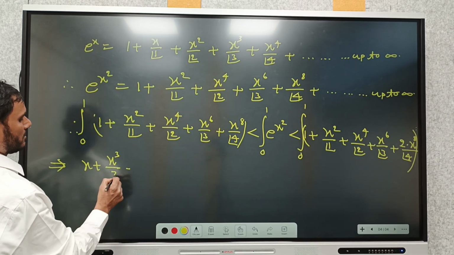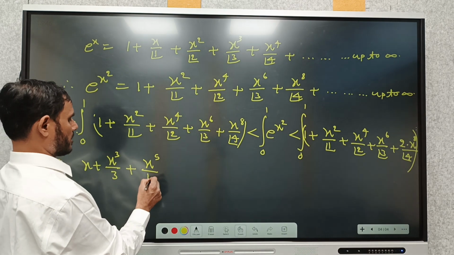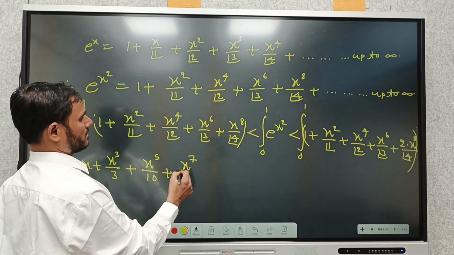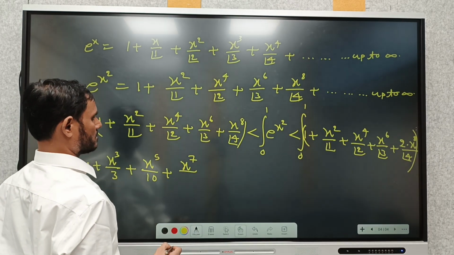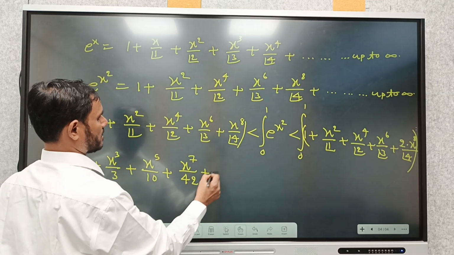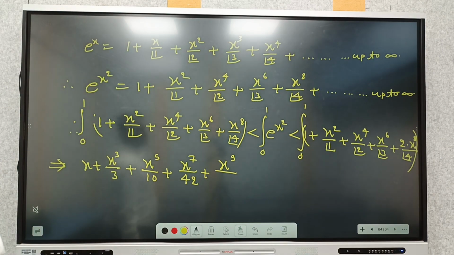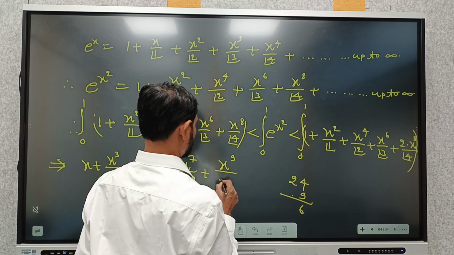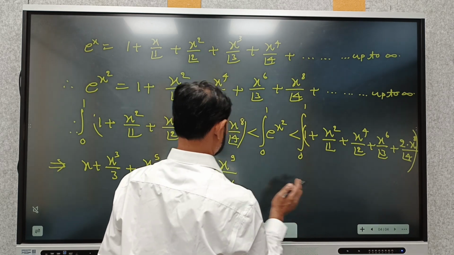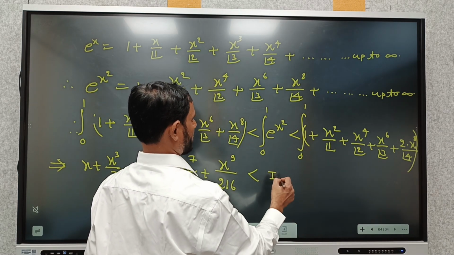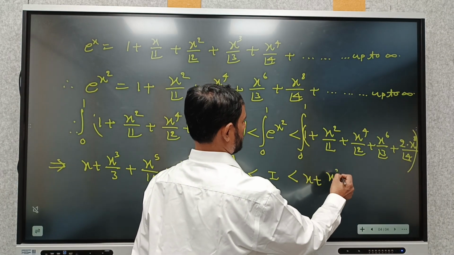Plus x to the 5th over 10, plus x to the 7th, where factorial 3 is 6 and 6 times 7 is 42, plus x to the 9th, and factorial 4 is 24, so 9 times 24 is 216. And it is less than this, our integration which we have to estimate, and it also becomes x cubed by 3.